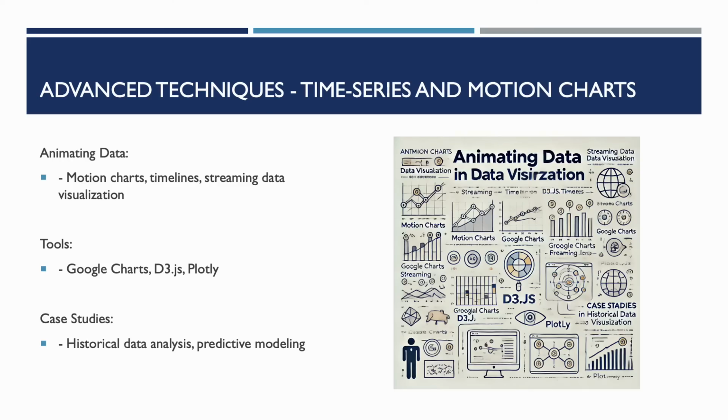Okay, so when it comes to visualizing data that evolves over time, time series and motion charts provide a dynamic way to represent changes, trends, and movements. These charts go beyond static representations and introduce animation and interaction to bring the data to life. Data animation allows us to show how variables change over time. Instead of flipping through static graphs, motion charts can reveal the progression of the data points in real time or simulated time, making it easier to spot trends or significant shifts.